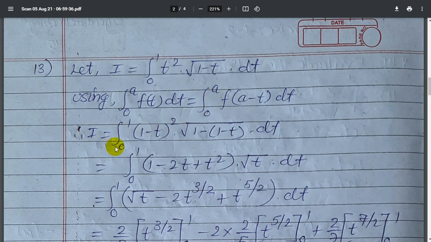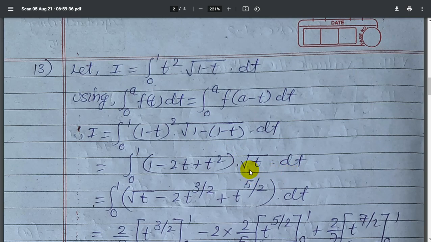Therefore, I equals integral 0 to 1 of (1 minus t) the whole square, replacing t by 1 minus t. So this will be (1 minus t) whole square into square root of 1 minus (1 minus t), which will be t, into dt. Therefore, I equals integral 0 to 1, expand it, 1 minus 2t plus t square by the a minus b whole square formula, and here 1 minus 1 plus t, that is 1 gets cancelled, only t is remaining, so this will be root of t into dt.